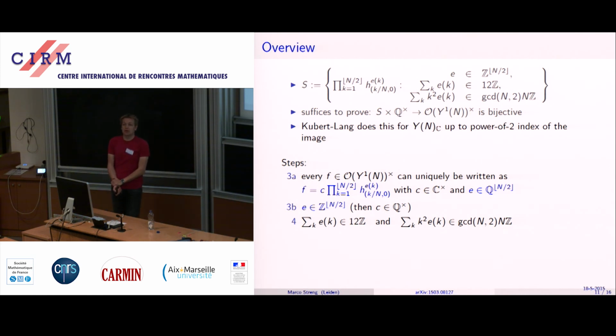And then by a rational power, I just mean take any root. I don't care which root you take if you have a denominator in your rational numbers. And then the next step would be to prove that actually these exponents are always integers. And a final step will be, well, there are these two more conditions up there in the definition of the group S. The first is that this number of factors has to be divisible by 12, and the other is that the sum of k squared has to be divisible by something as well. So that's step 4 to prove that.